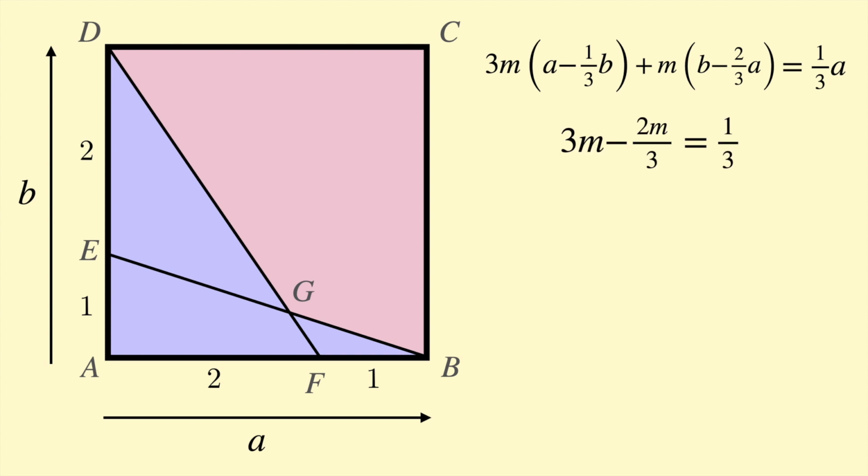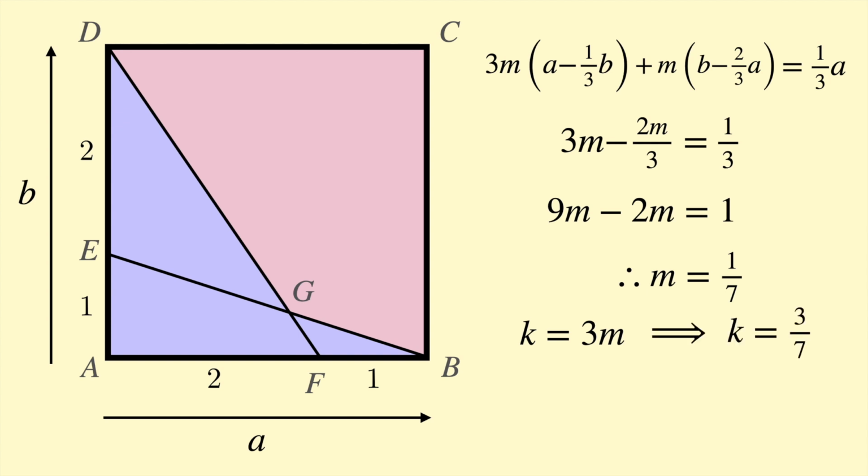We get 3M take 2M on 3 equal to 1/3. Multiplied by 3, we get 9M take 2M equals 1. Therefore, M is 1/7. Remember what M was? That was the scale factor of FD to get to FG. Let's find K. Remember K was 3M. That means K is 3 times a 7th. K will equal 3/7. And remember what K was? That was that scale factor to go from EB to GB.